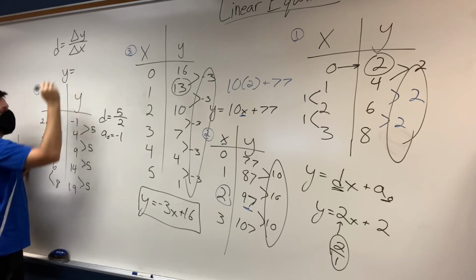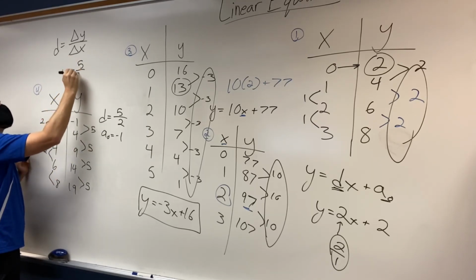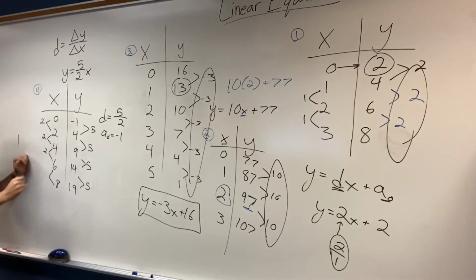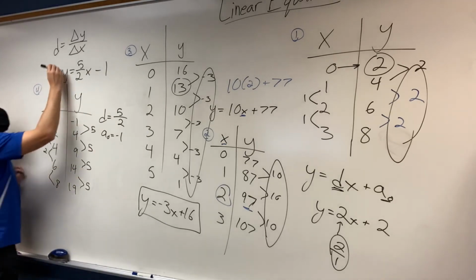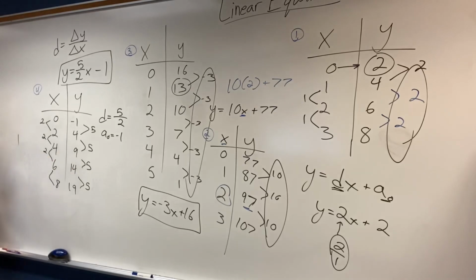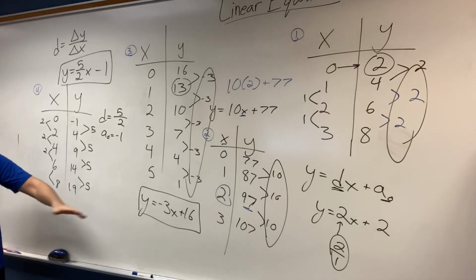y equals, we already said, 5 over 2 x minus 1. a sub 0 is negative 1. And that's it. Oh, box. That's it. Done. And I'll end the video right when the marker hits the screen.